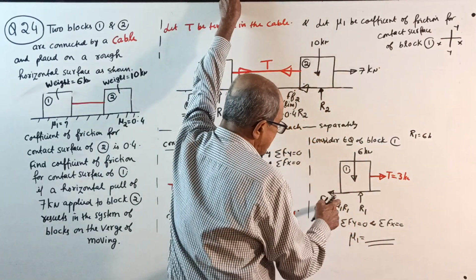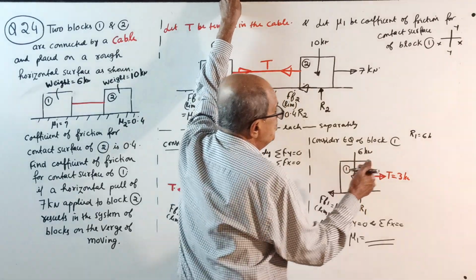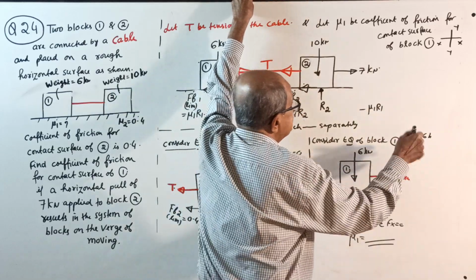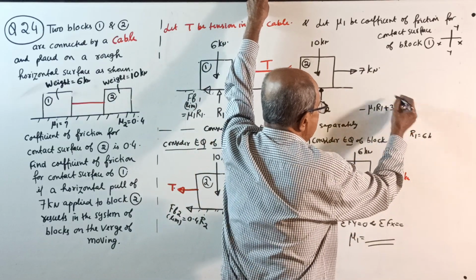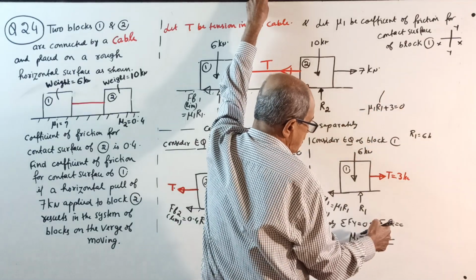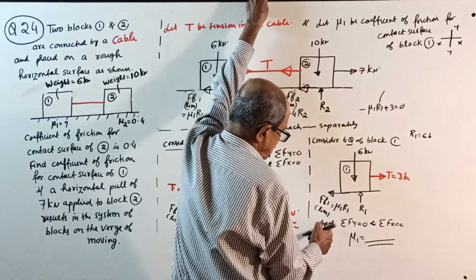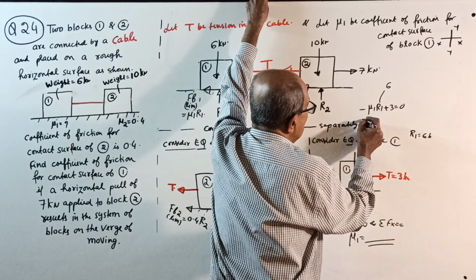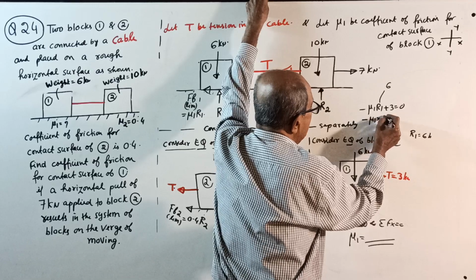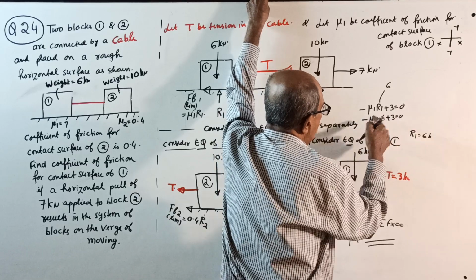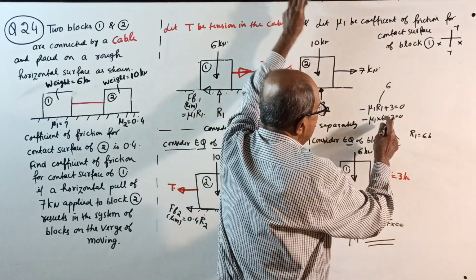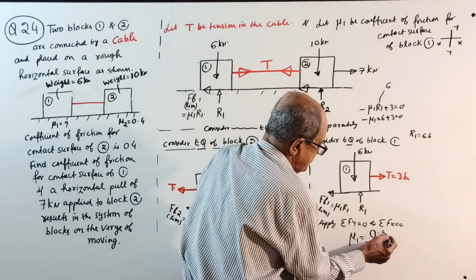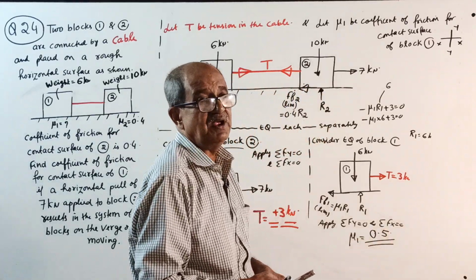Then sigma Fx = 0: minus mu1 R1 plus 3 equal to 0. Substitute R1 equal to how much? R1 equal to 6 kilonewton. So minus mu1 into 6 plus 3 equals 0. So mu1, take that side. It is 3 divided by 6. You will get 0.5. I set the question for 0.5, a round number.